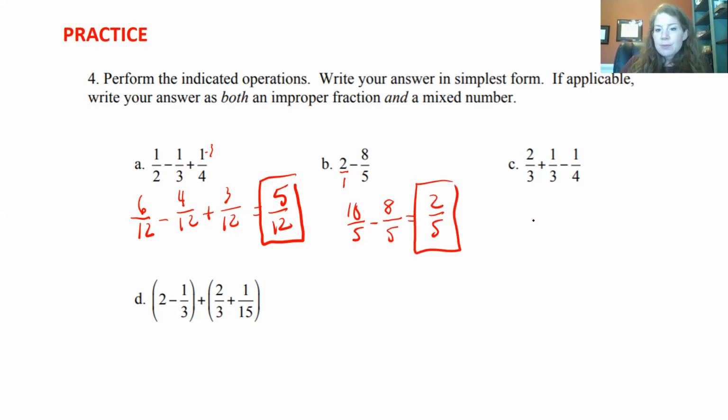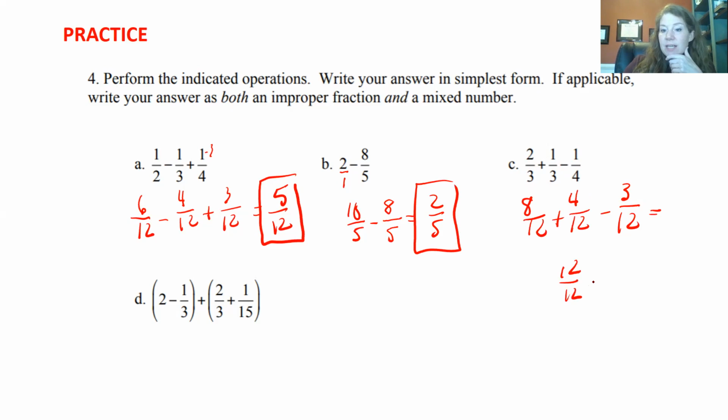All right, our least common multiple is going to be 12. So 3 times 4 is 12. 4 times 2 is 8. We're going to multiply by 4. 4 times 1 is 4. And then finally, 1 times 3 is 3. So 8 plus 4 is 12/12. 12/12 minus 3/12 is 9/12. Well, those can be divided by 3. So our final answer is 3/4. That's our final answer.